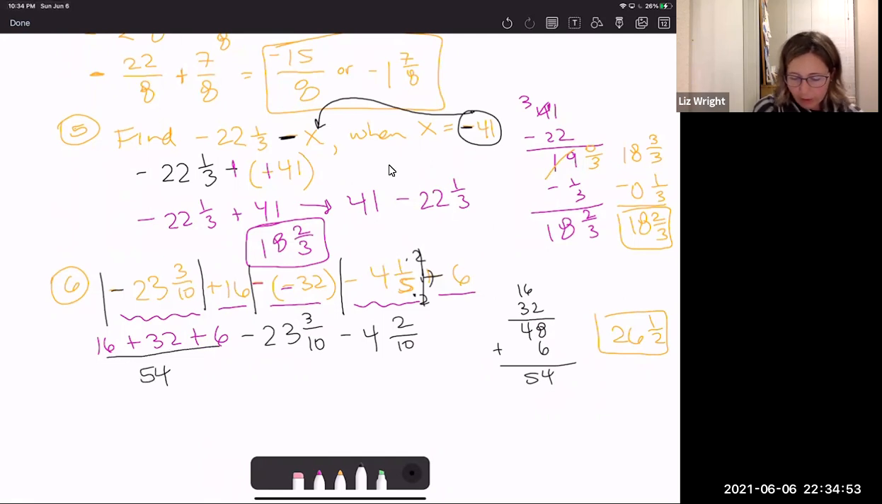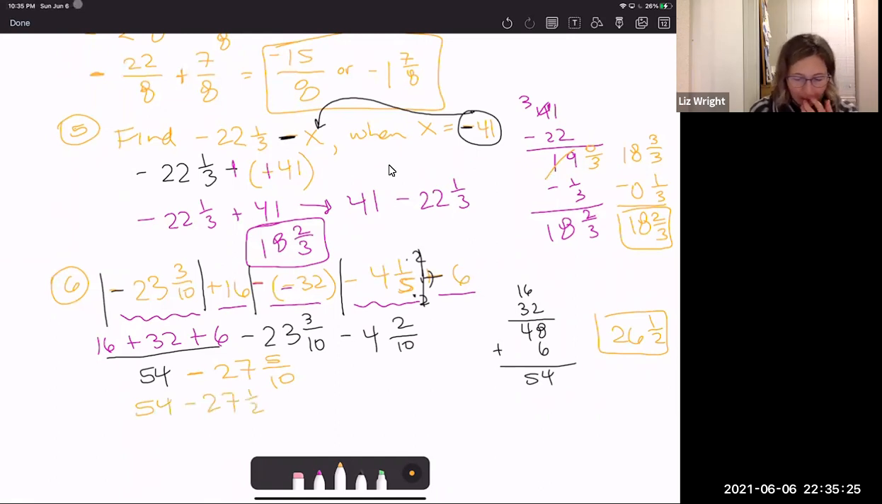And then we are going to be subtracting. We are subtracting 23 and 4. So again, my brain is adding these together. 23 and 4 is going to be 27. And I know my answer is going to be negative. So it's 27. And then 3 and 2 is 5/10. And so that's going to give me 1/2. And so here I'm going to take 54 and I'm going to subtract 27 and 1/2.